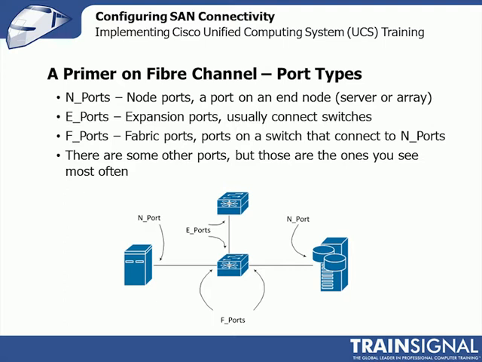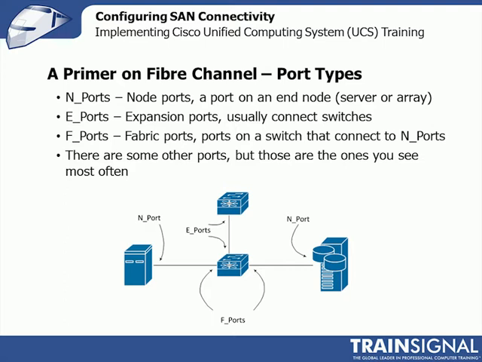So there's N ports, or end ports. N ports are ports on an end node. It can be a server, it can be an array. It's just an end device. So it doesn't really matter if it's an initiator or target, that's an N port. That port is physically on that device, kind of on the HBA. We then have E ports, or expansion ports. Those are usually used to connect switches together. So as you grow your fabric and you need more ports, then you'll connect switches together, and those ports are known as E or expansion ports.